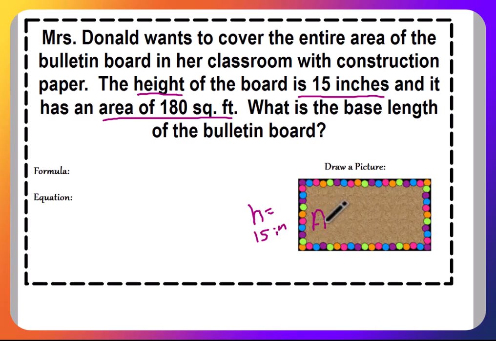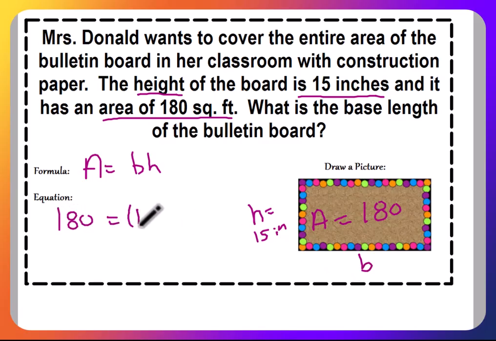The area is 180. Remember, area is the inside of the shape. So area equals 180. What we don't know is the base. That's what we're looking for. That's our B. So write the formula. Area equals base times height. Plug in your numbers. This time we can replace the A with 180. I don't know the base, so it's going to stay at B, and the height is 15. So there is our equation.